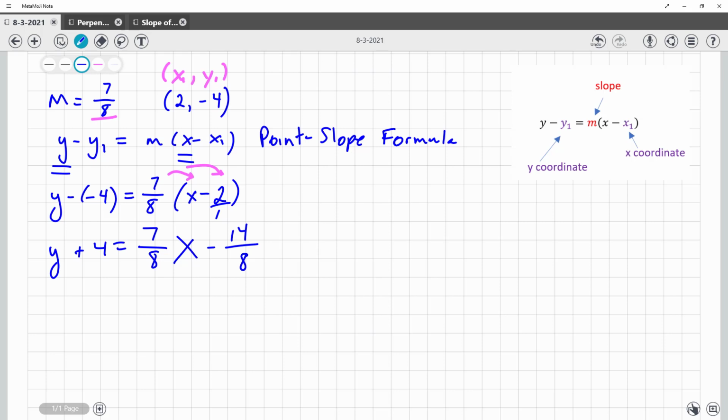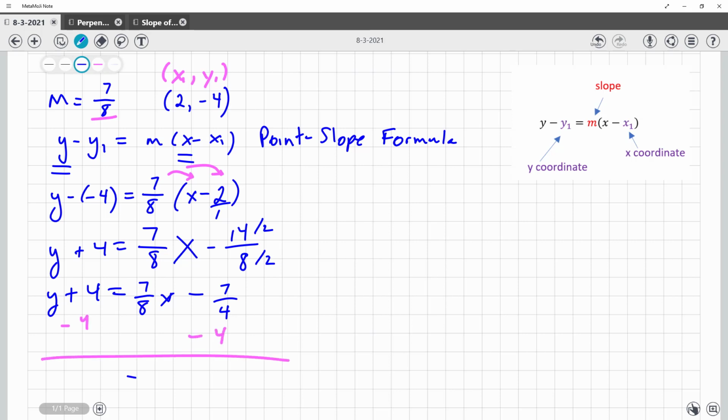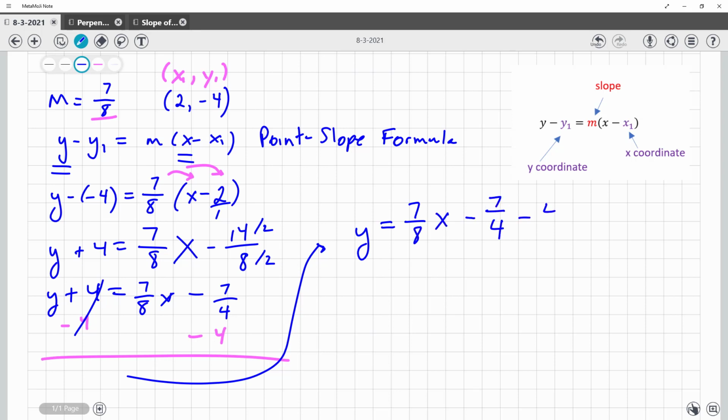So from here now, what we want to do is move the 4 to the other side. Probably what I would do, it doesn't really matter this order, I noticed that I could actually divide and reduce this fraction. Again, probably not a big deal. You could do it at the end, but I just decided to do it now. All right, so I am going to subtract 4 from both sides. So that of course cancels. So I have y equals 7/8x minus 7/4 minus 4.